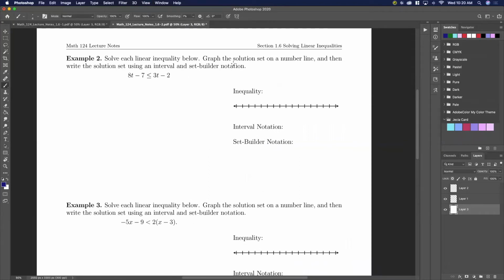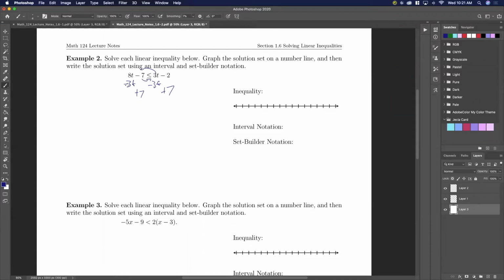So I will do example 2 with you, and then we're going to have you guys try example 3. Here, solve the linear inequality below. We'll fill it all out. I need to isolate my variable. So I'm going to move 3t over on this side, that way I can keep my t's positive. At the same time, I'm going to move over 7 to this side. So I'm moving t's this way, and my constants that way.